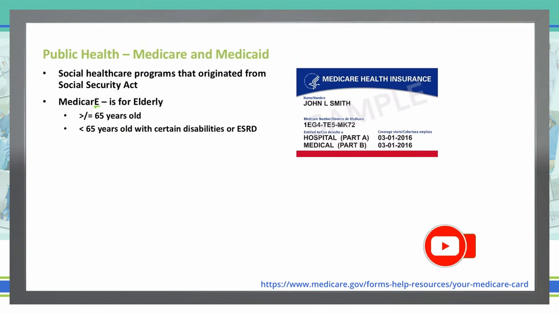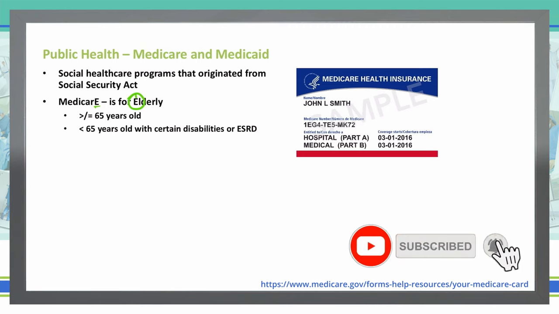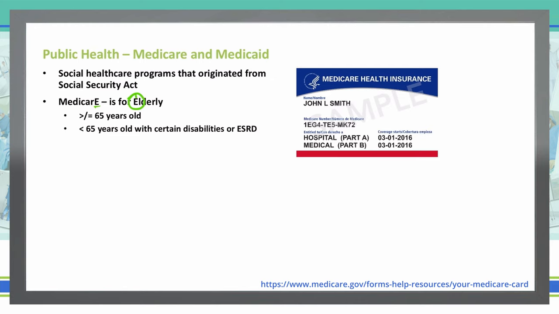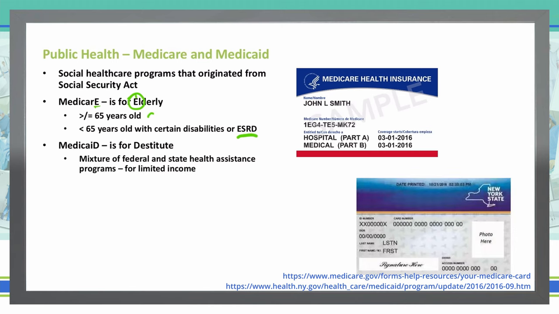Medicare, that is for the elderly patients. So Medicare is for elderly, specifically anyone that is equal to or greater than 65 years of age is eligible for Medicare. There are other groups of people that are eligible for Medicare insurance as well, and those are going to be people that are less than 65 that have certain qualifying disabilities or patients with end-stage renal disease or ESRD.